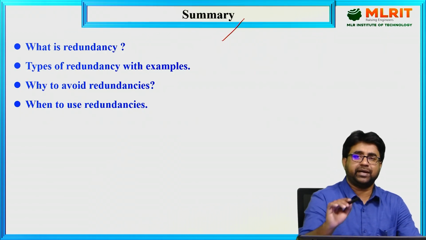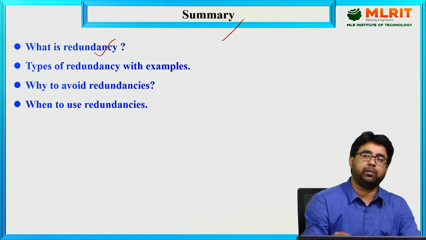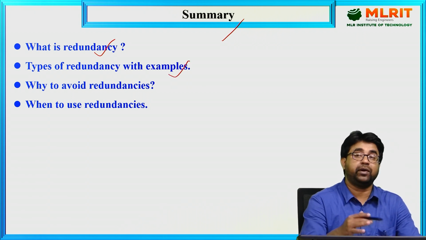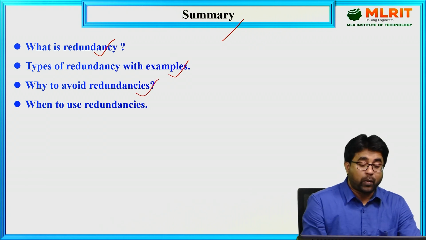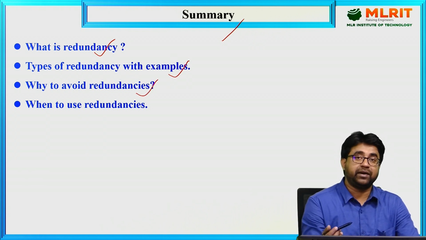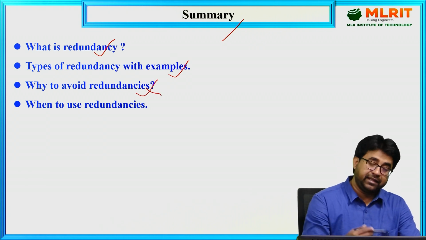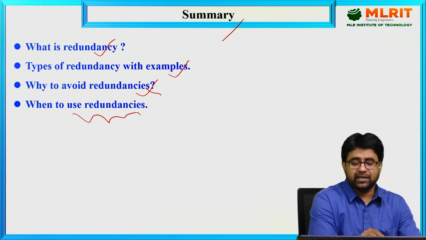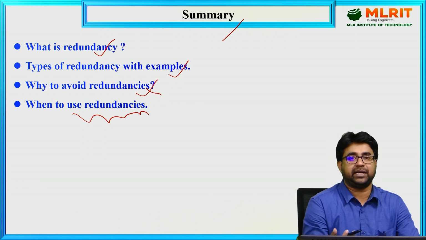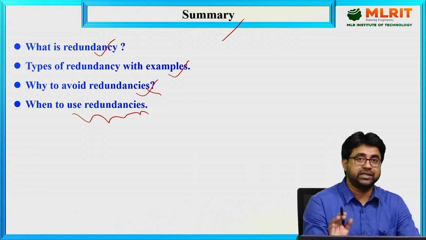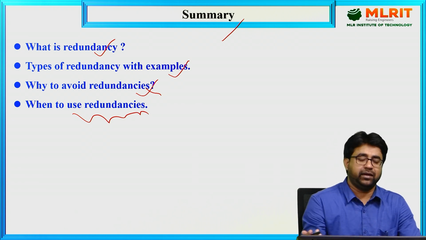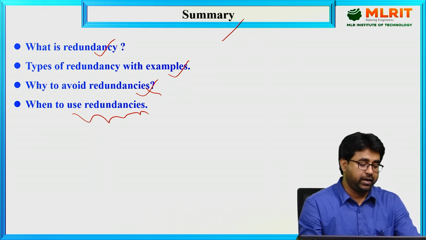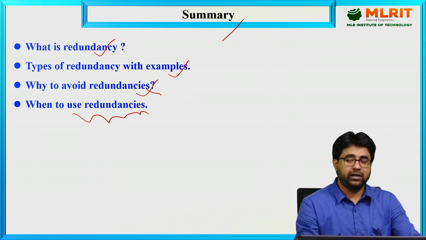So let's see the takeaway points of today's lecture. We got to know what redundancy is, then different types of redundancy, 4 or 5 types, and then why it is important for us to avoid redundancies. And in the last part of the lecture, we also got to know there are certain cases where we can use redundancy in order to add emphasis, or to make our language a little more literary, for rhetorical purposes. Fine. I hope it is clear.